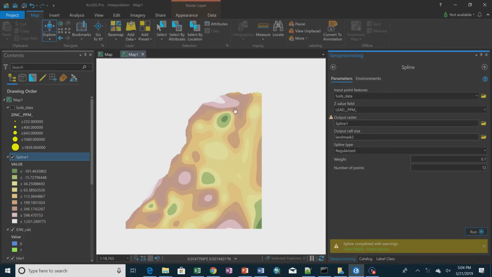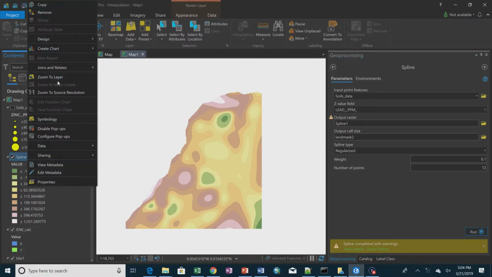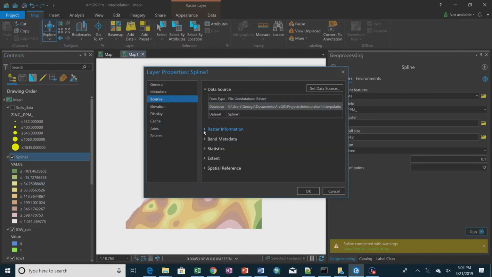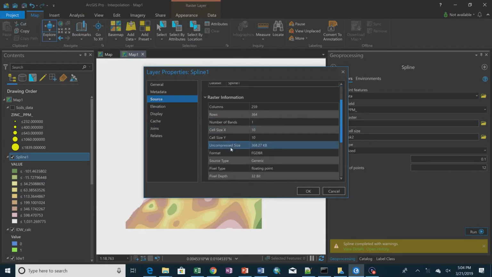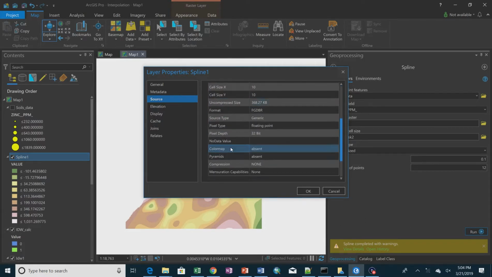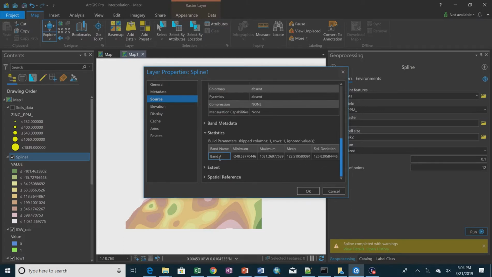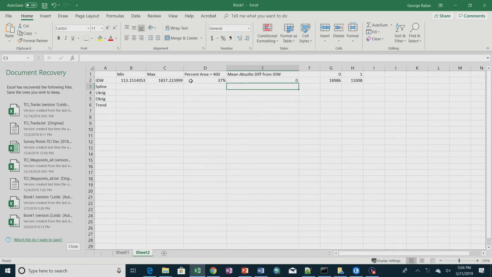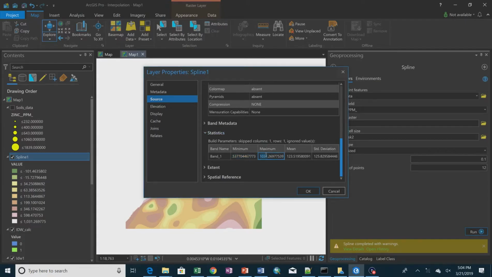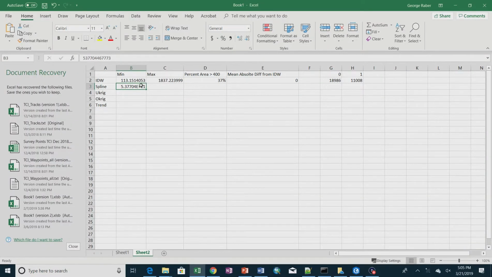That looks right. Now if I open this up, if I go to Properties, and I go to Raster Information, I'm going to look at the minimum and maximum. That's under statistics. There's the minimum and the maximum. So copy those values over into Excel. So this one, I didn't get the whole value. There we go.